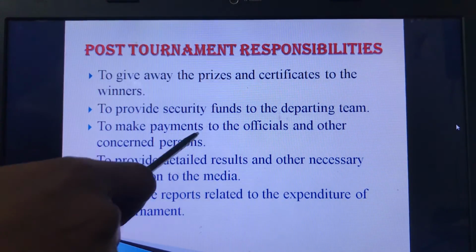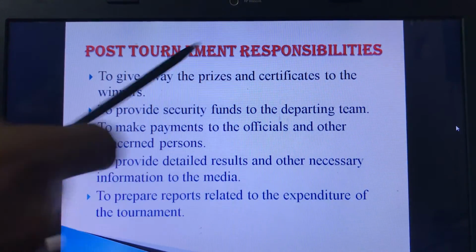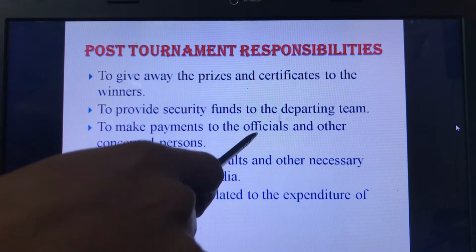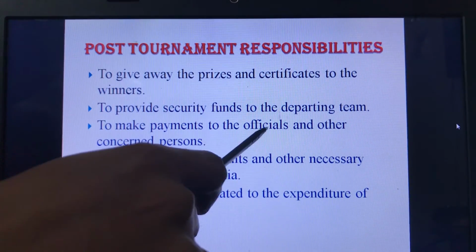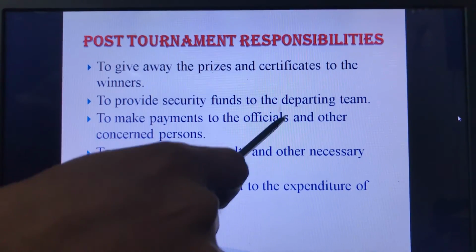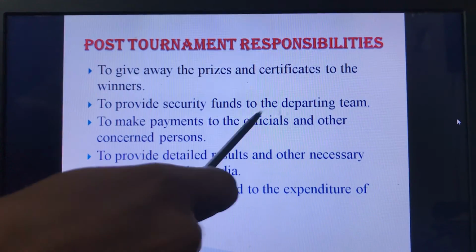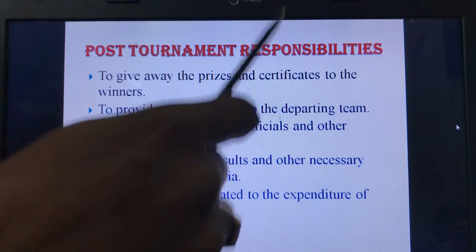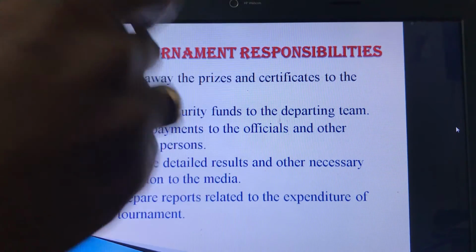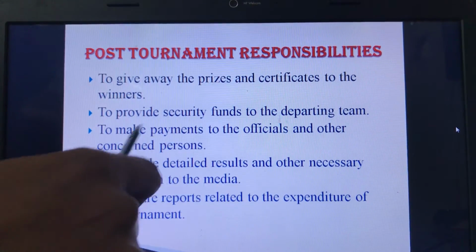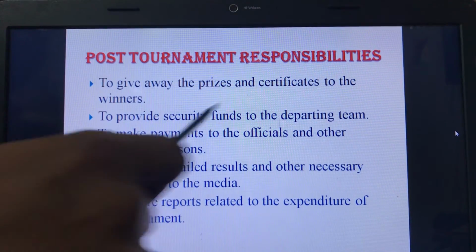And to make payments to the officials and other concerned persons. If you want to have another very good sports day or event next year also, you have to pay officials very happily. That is a very important thing, because I also work as an official many times, and the payment is very important. Whatever they are saying, they have to give. So we have to give the payments of officials immediately.